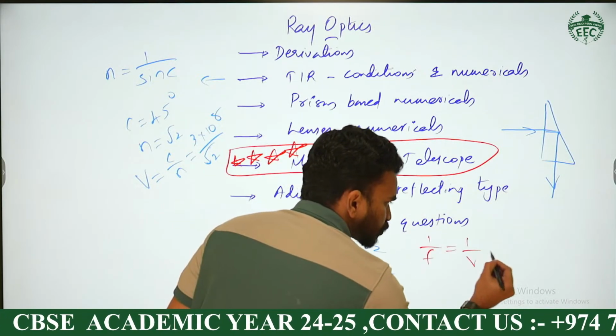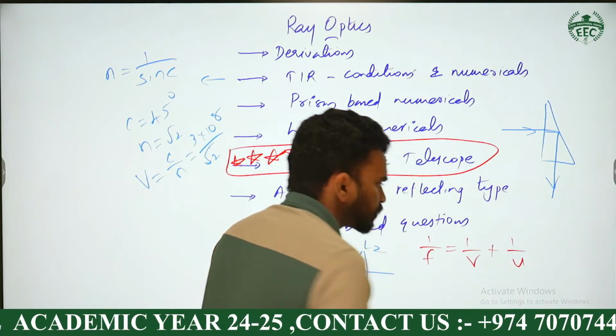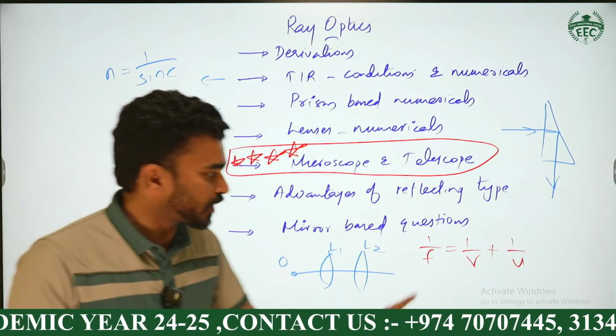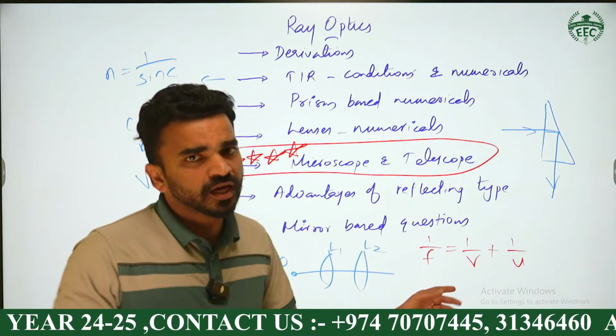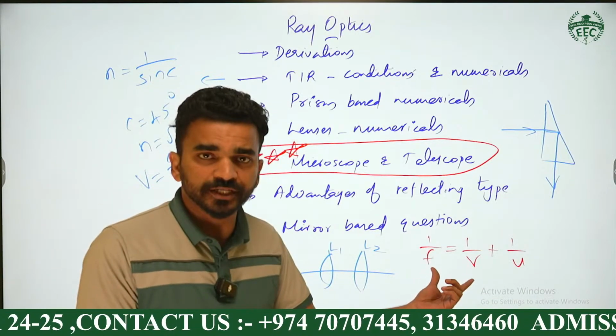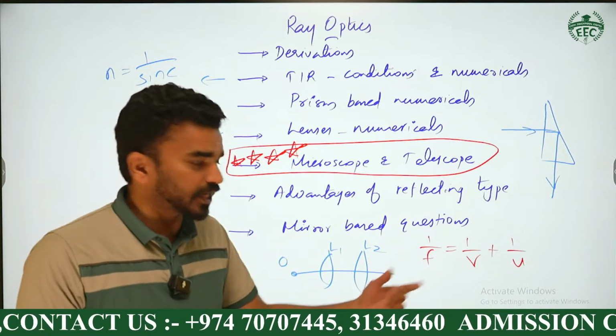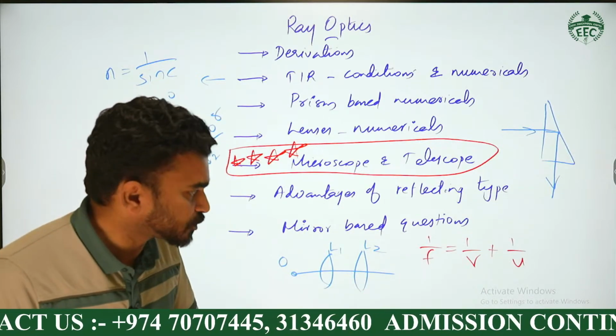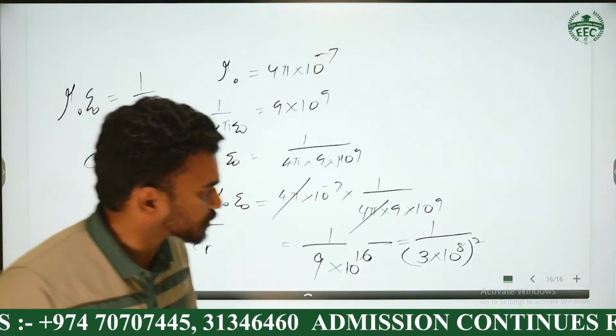Then mirror formula based questions. 1 by F is equal to 1 by V plus 1 by U. Mirror formula: image distance, object distance, focal length. I hope you guys know how to do this, right? It's just 10th standard questions. Okay, those questions. Now let me show you the respective equations.